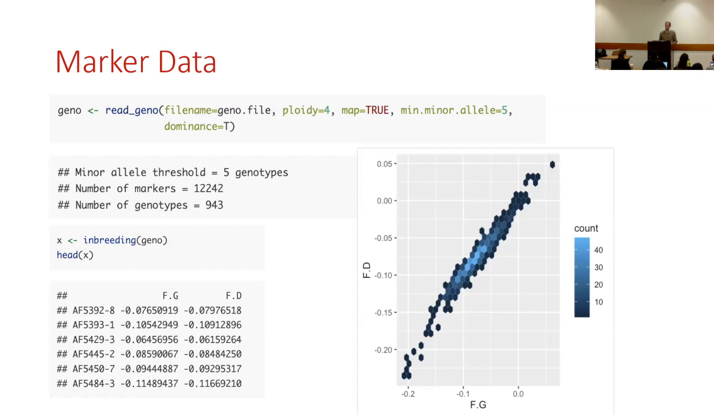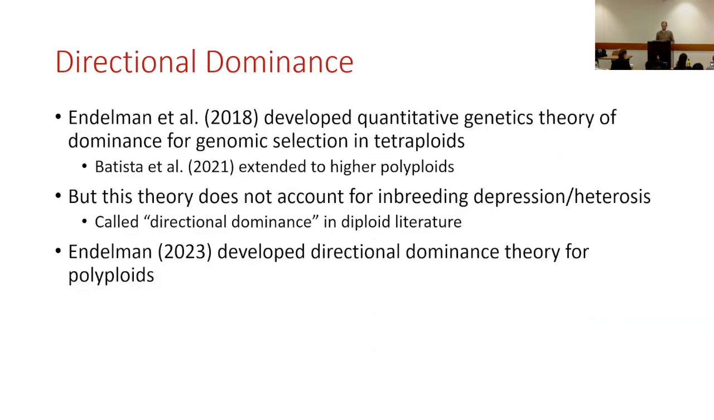So here's a plot of these 2 different types of genomic inbreeding coefficients for this potato data set, and they're quite similar. The one that's actually used in the regression analysis is the one from the dominance matrix, because that's the theory that we're using here for that analysis.